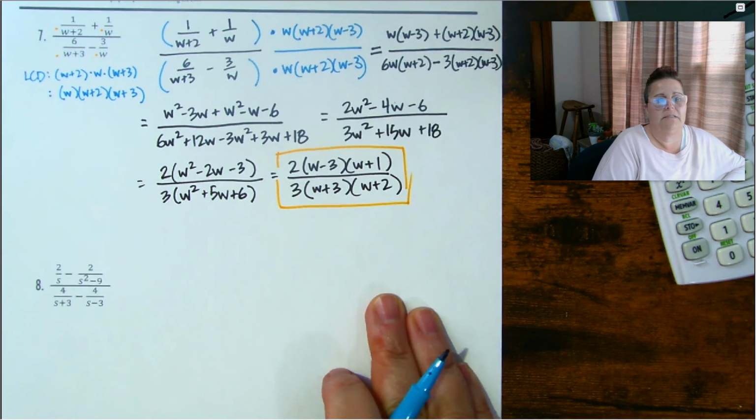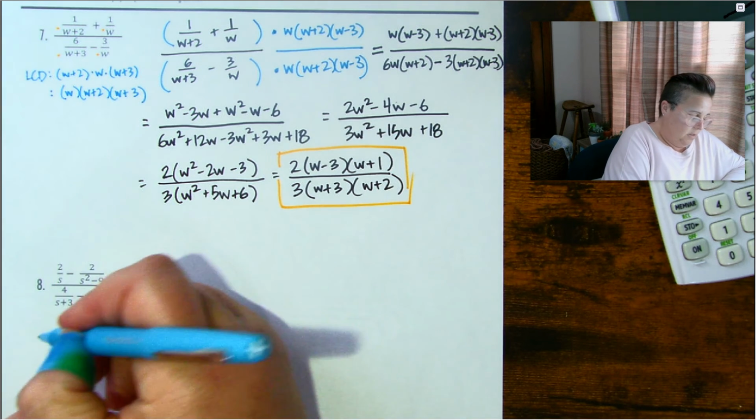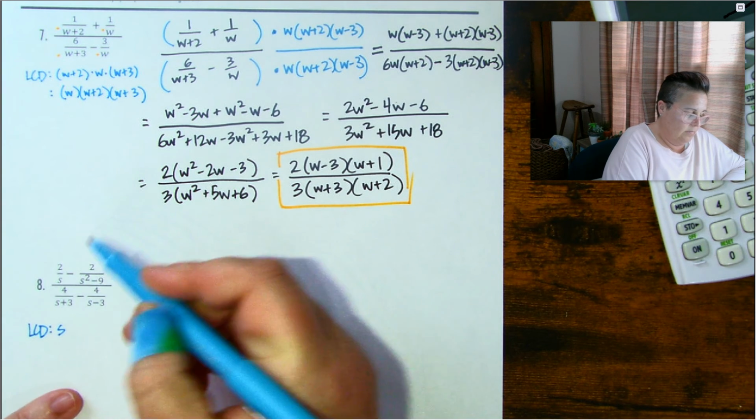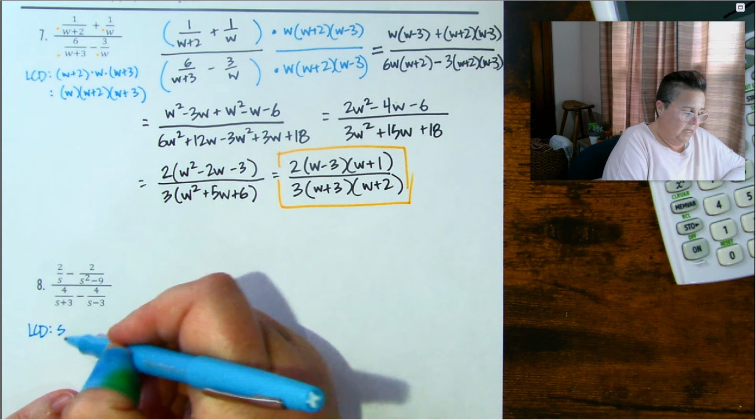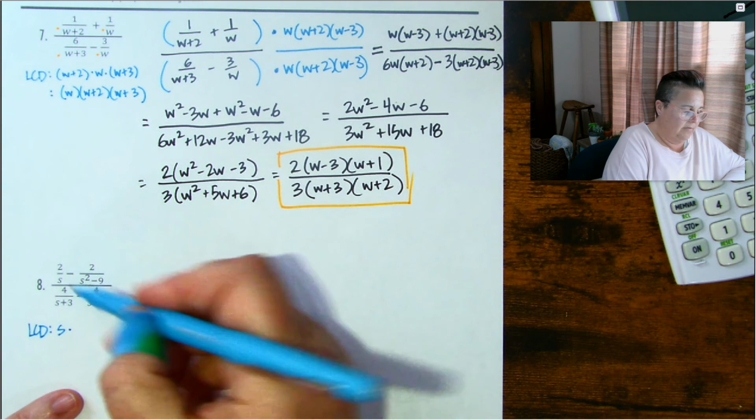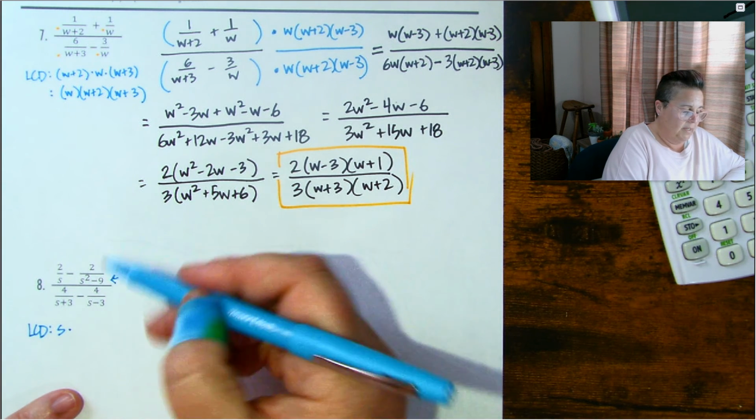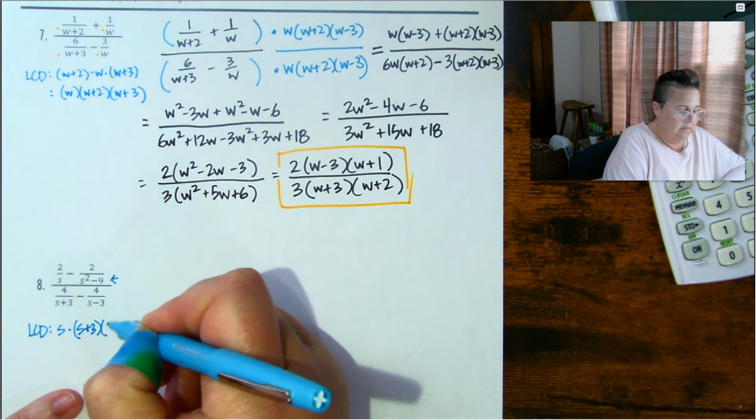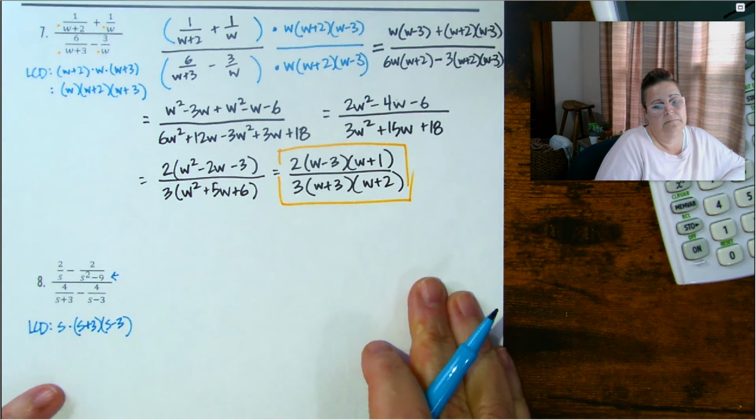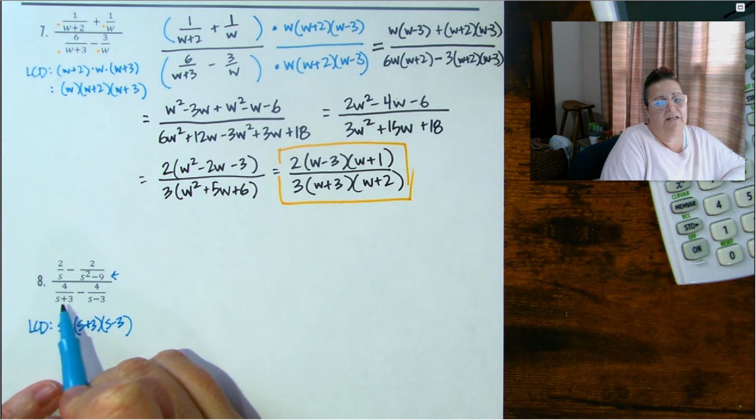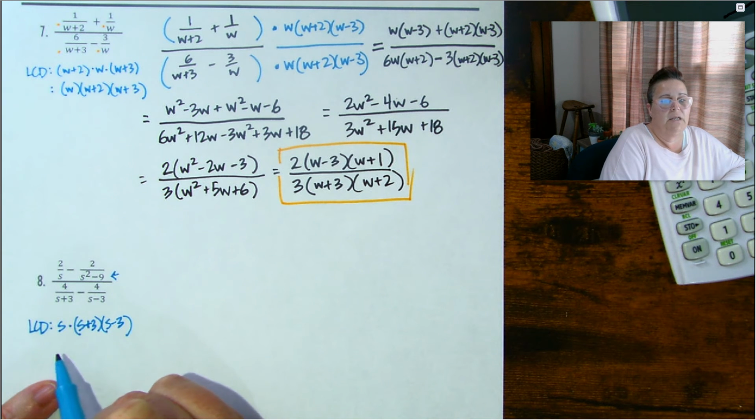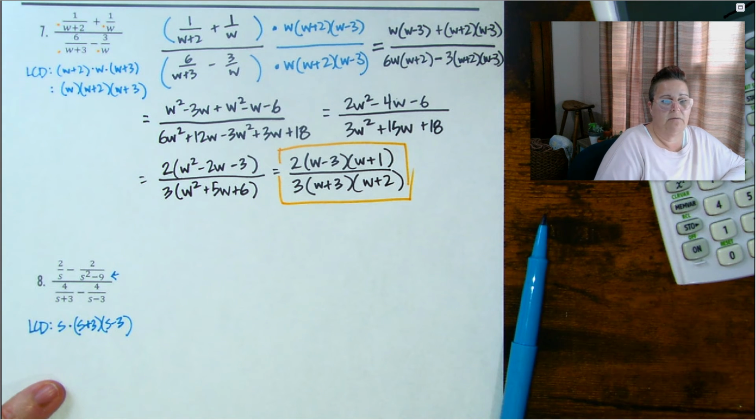Okay, let's try number 8 and see where this one goes. My lowest common denominator for number 8: I've got an s. I've got an s squared minus 9. S squared minus 9 doesn't have an s in it, but I do need to recognize that as a difference of 2 squares. So that's going to be an s plus 3 and an s minus 3. When I look at the denominator, I have an s plus 3 already included. I have an s minus 3 already included. So my lowest common denominator is s plus 3, s minus 3.